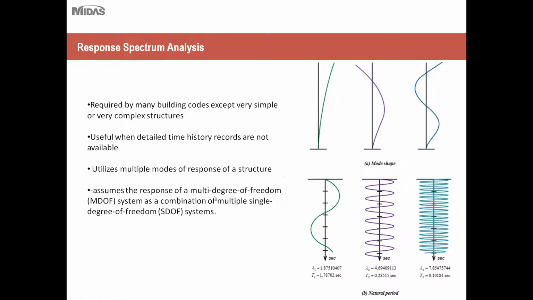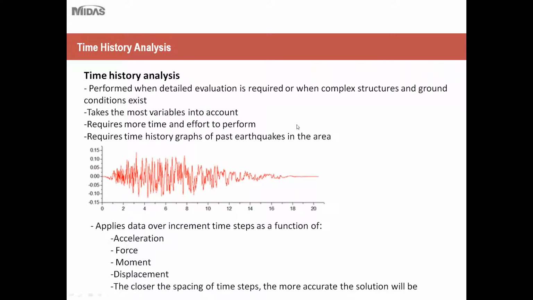Okay, so as I explained, it assumes a responsive multi-degree of freedom system as a combination of multiple single degree of freedom systems. Now let's move on to time history analysis. The main concept to understand about time history analysis is that it's performed when a detailed evaluation is required or when complex structures and ground conditions exist. It takes more variables into account, requires more time and effort to perform, and requires the use of time history graphs or past earthquakes in the area.